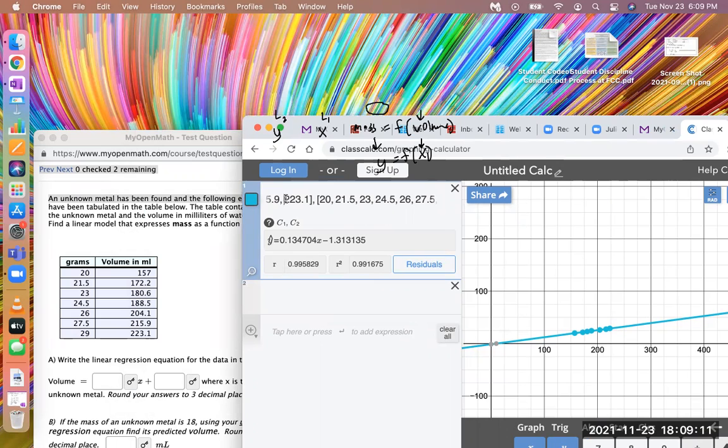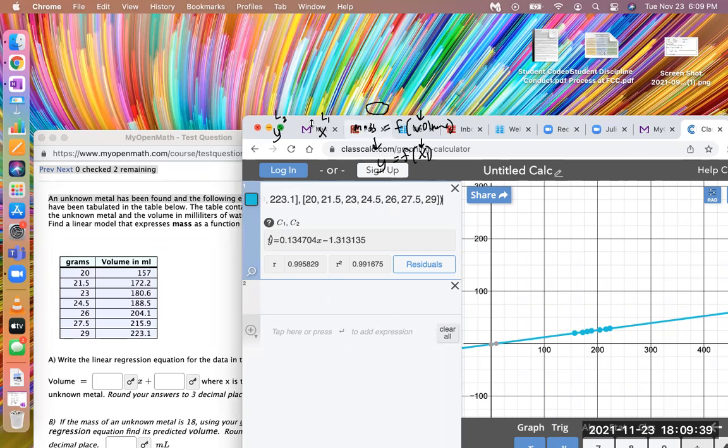$223.1, $215.1, $204.1, $185, $186 and $172.2, $157. Okay, that was fine. 20, 21.5, 23, 24.5, 26, 27.5, 29. Okay. All right. So I didn't put it in wrong.